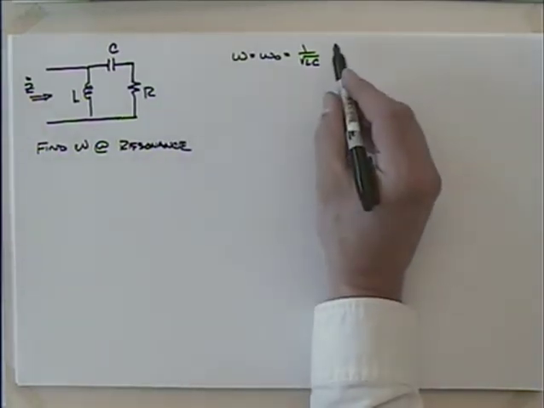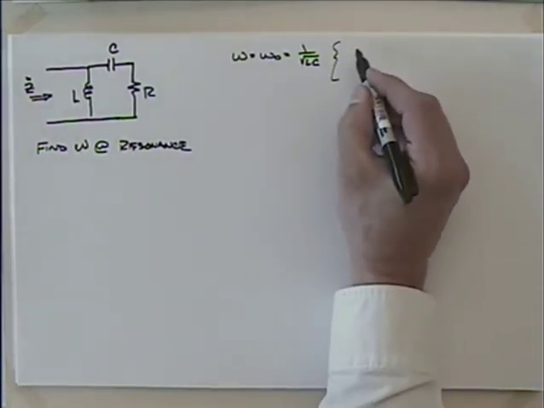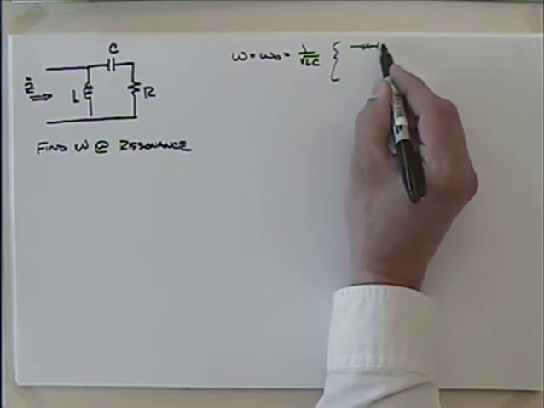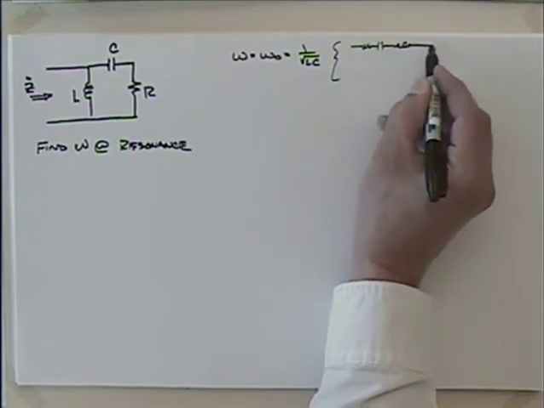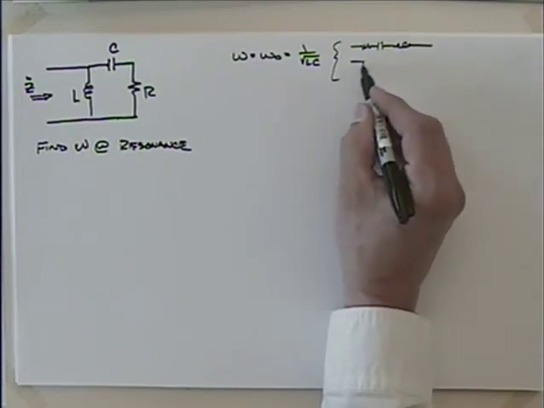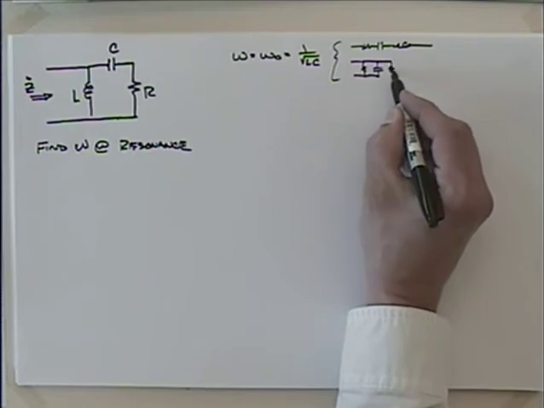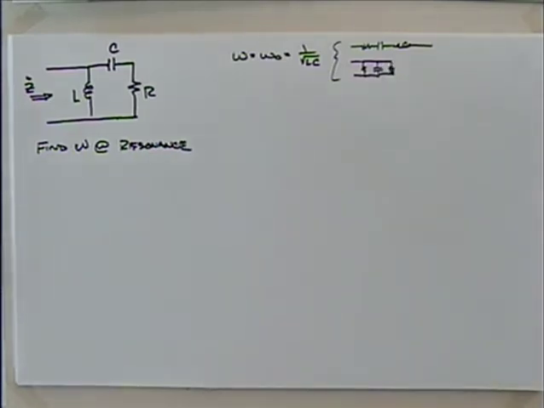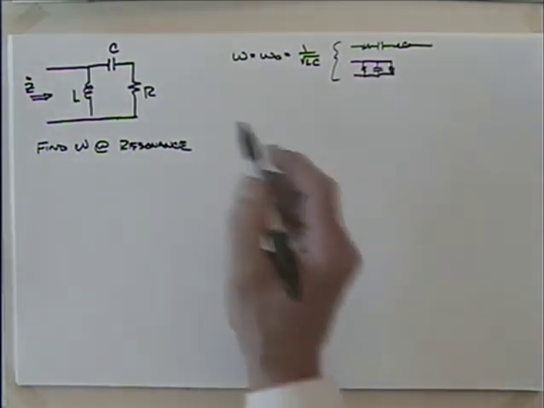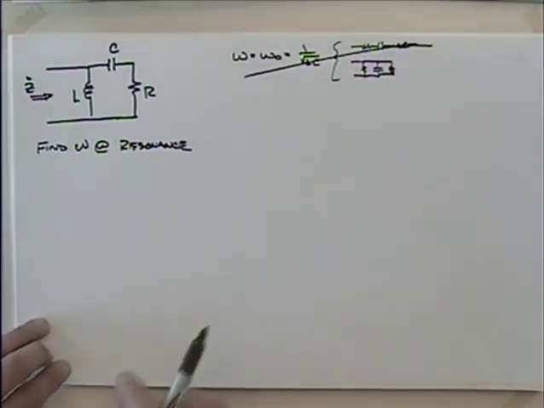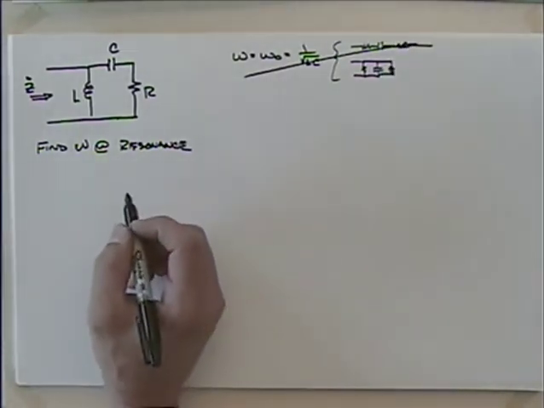No, this is only good for what? If you have something like this, where you have the resistor and the capacitor and the inductor all in series, or you have the resistor, the capacitor, and the inductor all in parallel. Is that what we have here? No. So we can't use that. So we're going to have to go back and see if we can derive it.